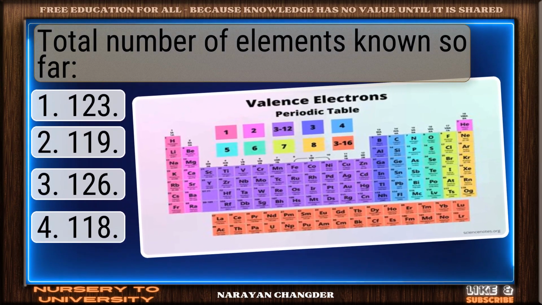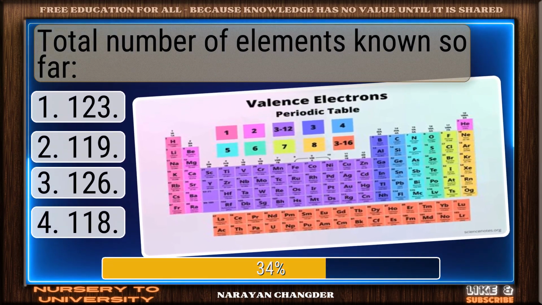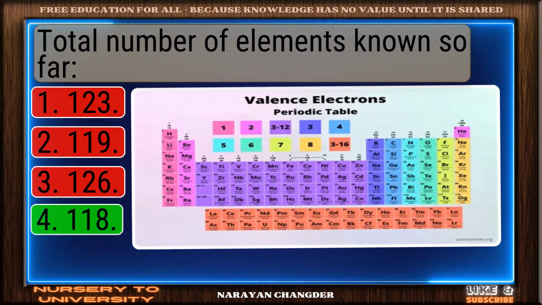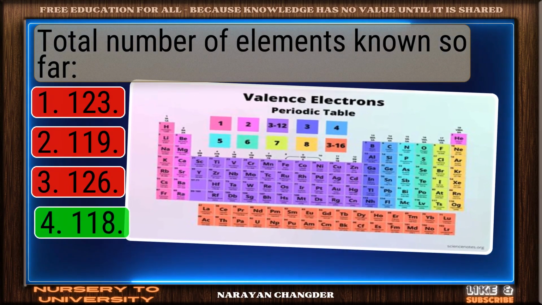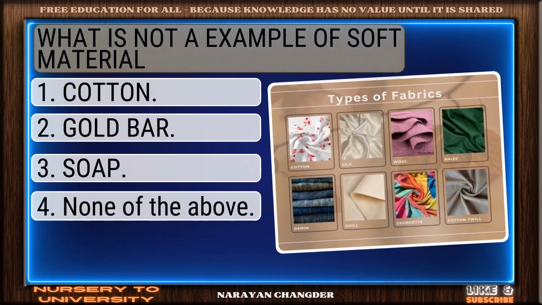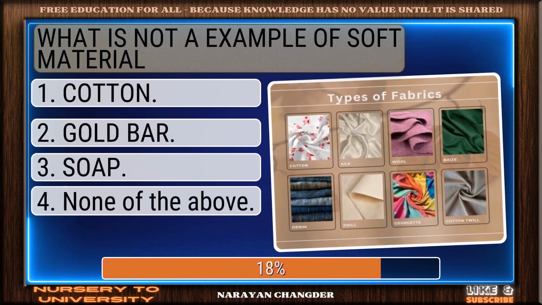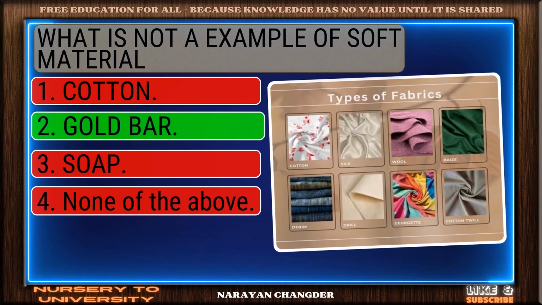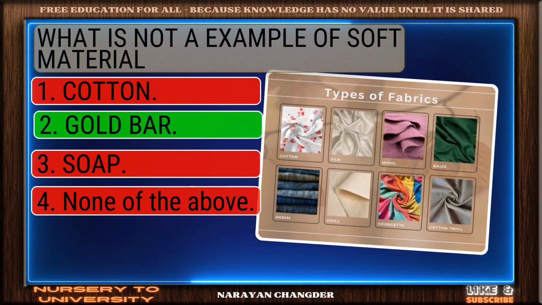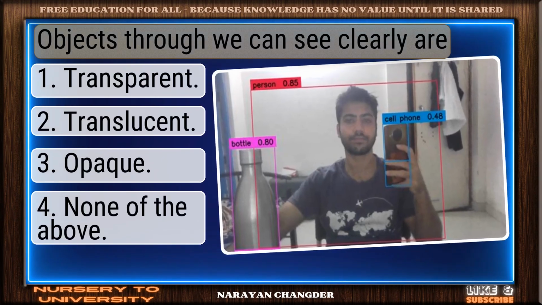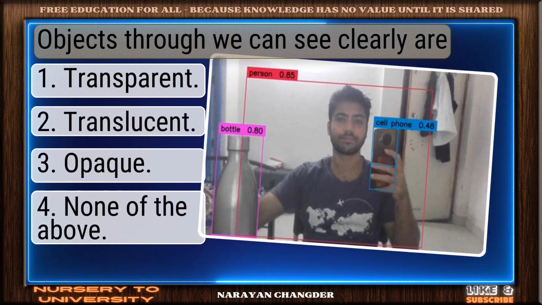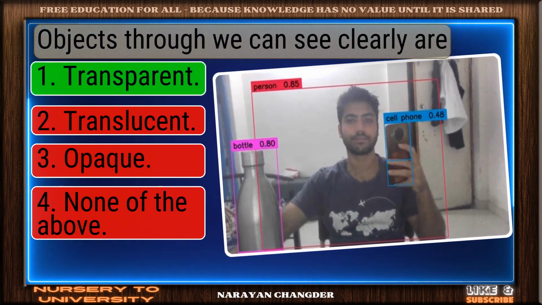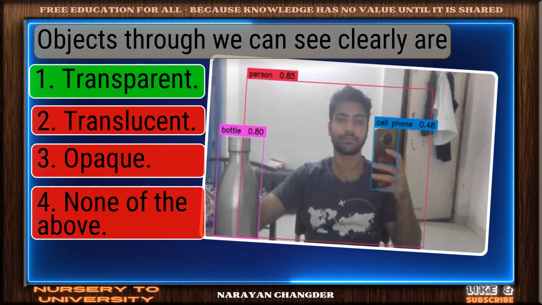Total number of elements known so far. Great thinking. 118 is the right choice. What is not an example of soft material? Strong choice. Gold bar is the right answer. Objects through we can see clearly are. Well picked. Transparent is the correct answer.